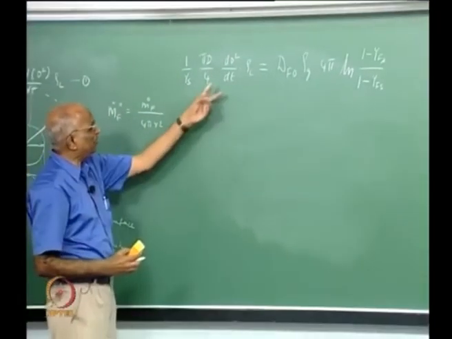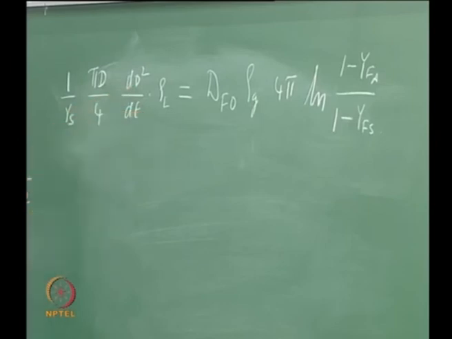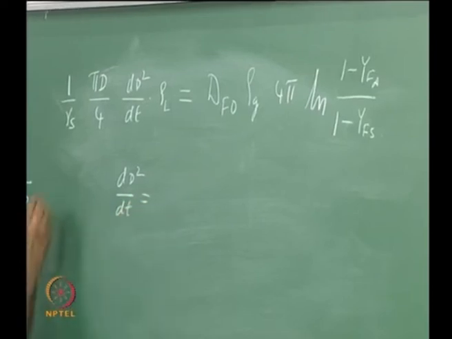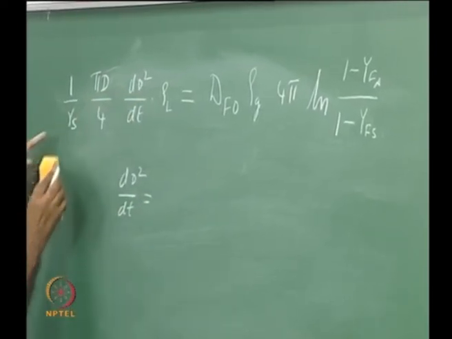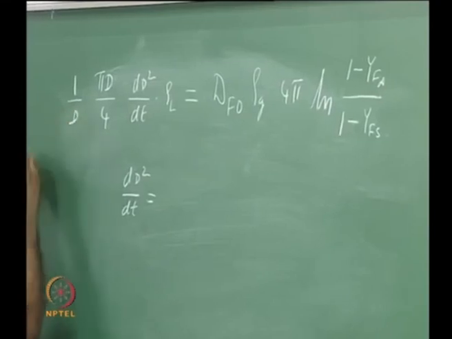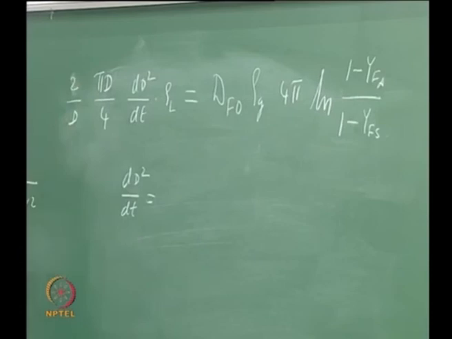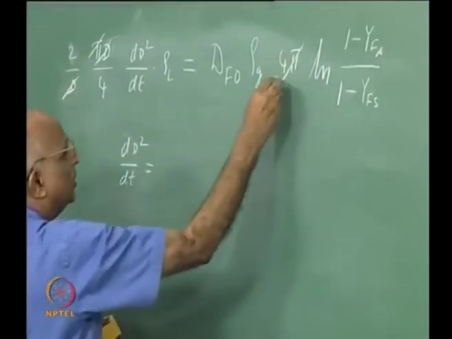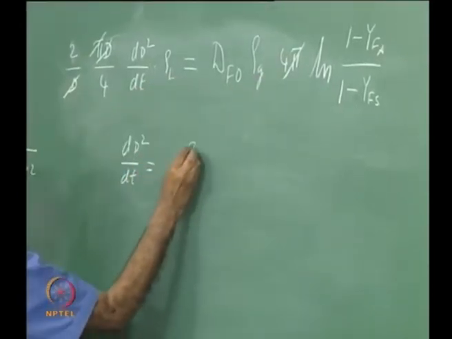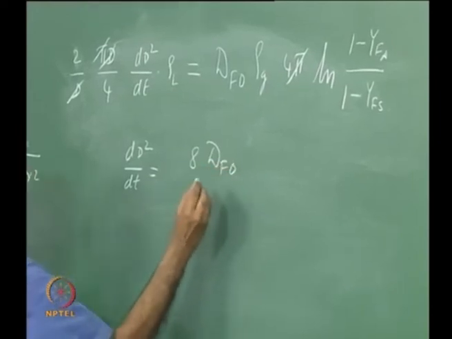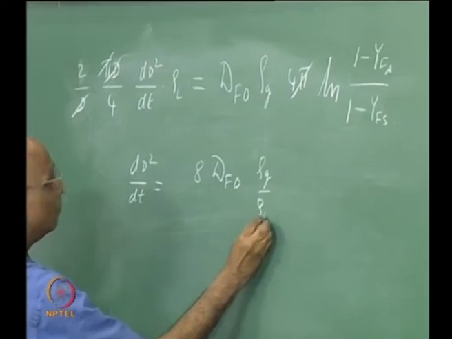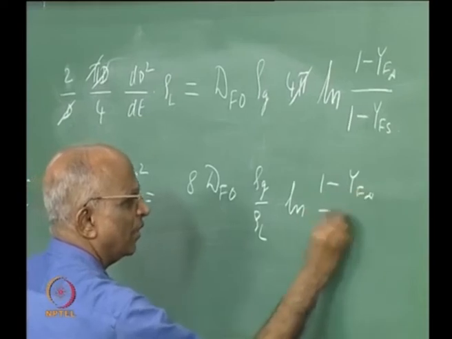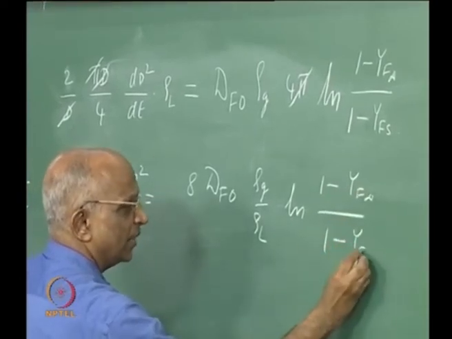What am I interested in? I am interested in solving for the rate of evaporation, which is d d squared by dt, and it is therefore equal to rs. I can put it in terms of diameter, which is equal to d by 2, and therefore what do I get? This d and this d cancel, pi and pi cancel, 4 fours are 16, therefore it becomes 8, diffusion coefficient of fuel and oxygen into rho g by rho l into ln of 1 minus yf at infinity divided by 1 minus the mass fraction at the surface.